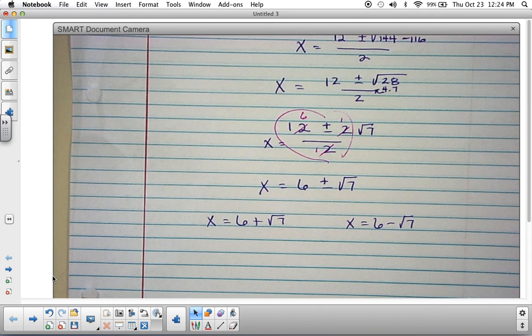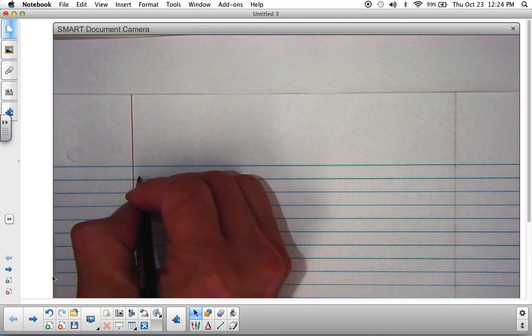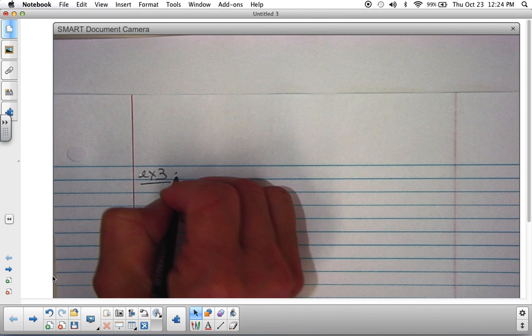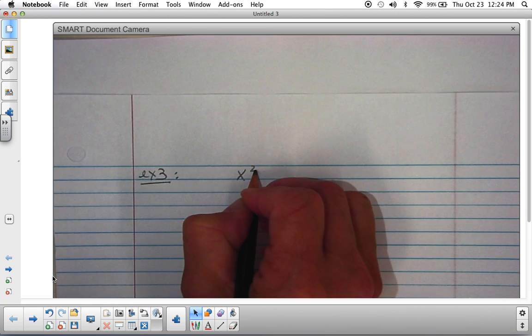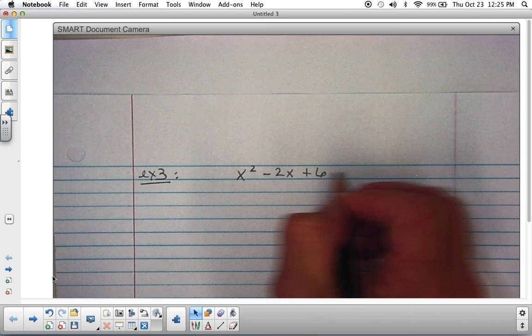All right, folks, one more example and that'll do it for today. I'll show you one more time with something that just does one more little thing a little bit different. Example 3. X squared minus 2x plus 6 equals 0.